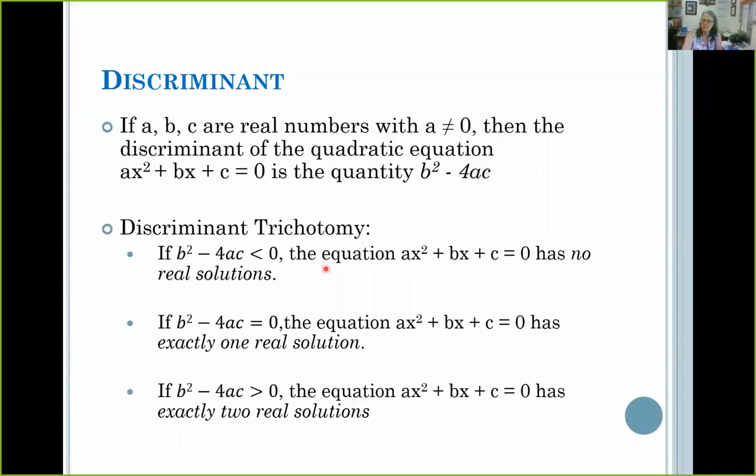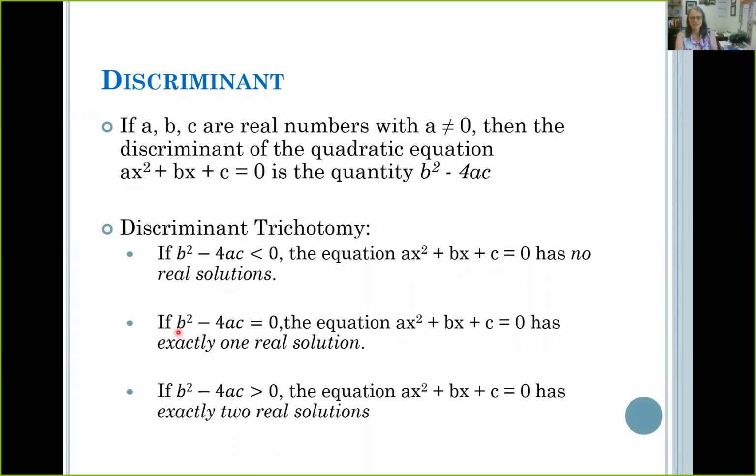So if b squared minus 4ac is a negative number, that means this equation, ax squared plus bx plus c, has no real solutions. What that means for us in terms of graphing is that our parabola will not cross the x-axis, because the solutions to this equation are the zeros, or the x-intercepts. Okay? So we care about the discriminant because it tells us whether or not we're going to have any x-intercepts in our graph.